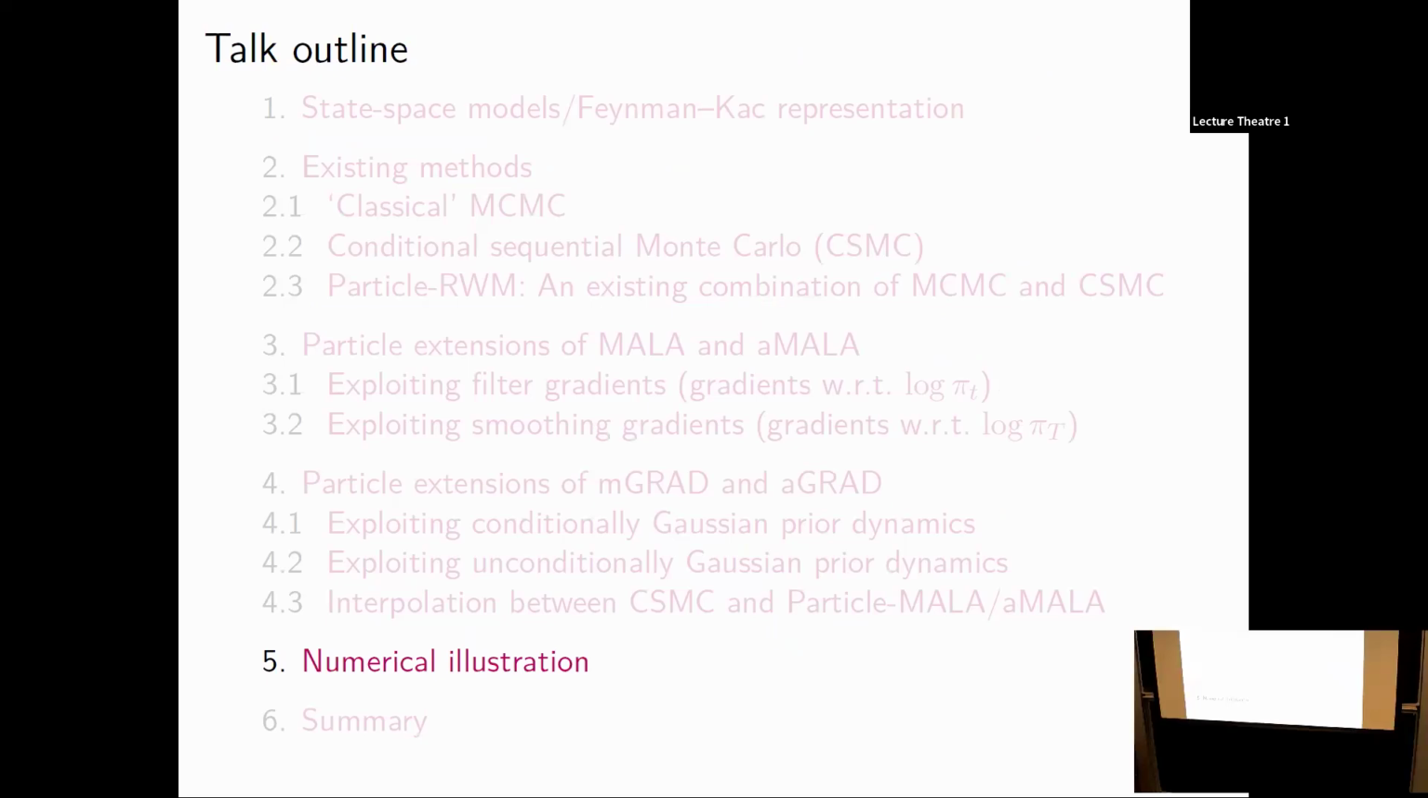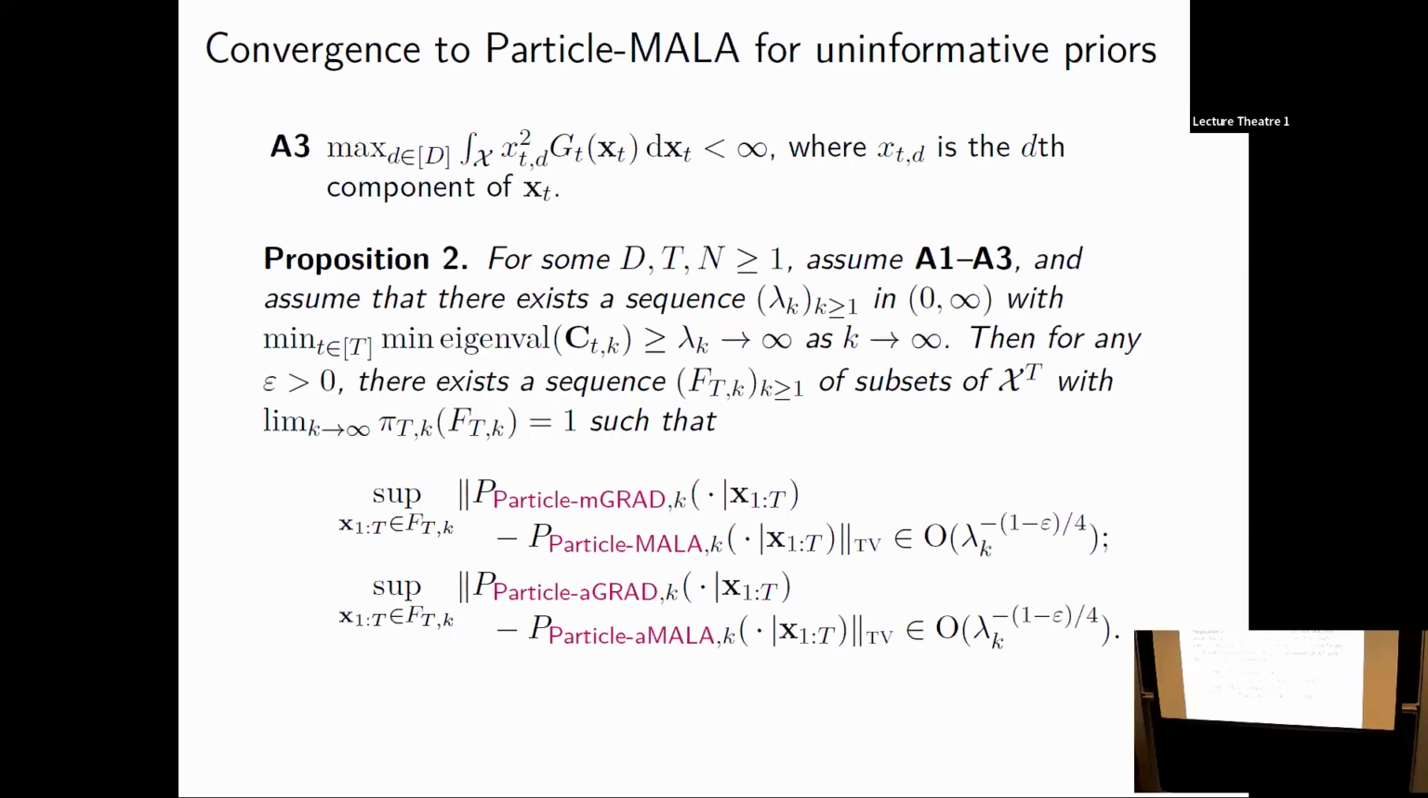Of course, if T is equal to 1 and N is equal to 1, these results will also apply to the standard mGRAD and standard Muller. So I think this gives a nice intuition for why these methods seem to be robust to tuning requirements.